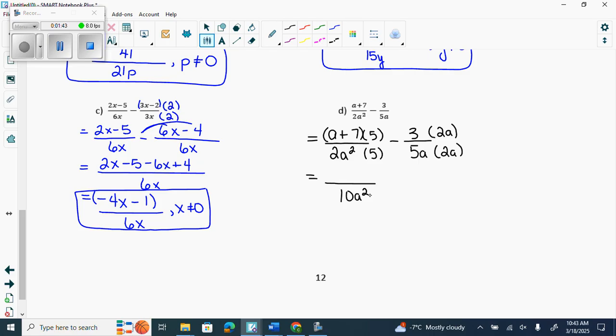On the top, we distribute. So we get our common denominators, but we only distribute our numerators. The denominator we can put together, cool, great. We distribute our numerators. So we're going to get 5A plus 35 minus 10A squared in this denominator, 6A.